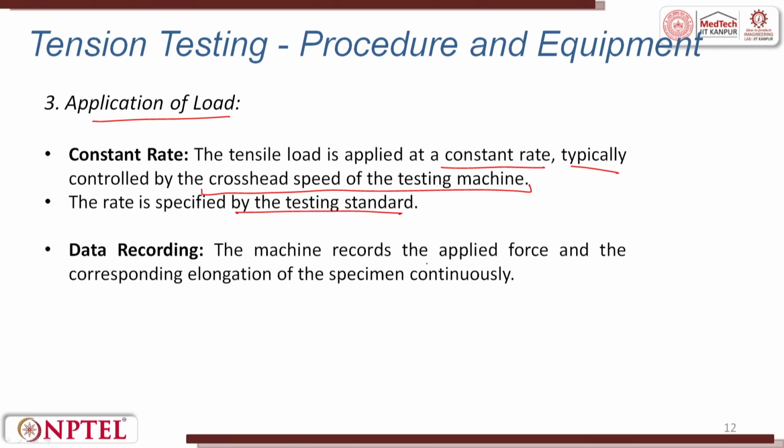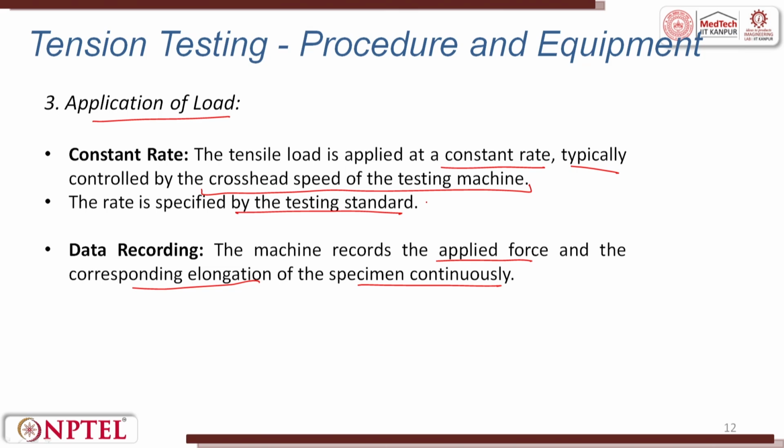The machine records the applied force and corresponding elongation of the specimen continuously. This recording is either downloaded or noted using pen and paper. There are modern machines where you get the complete information using the DRO, that is the digital display, and you can get the whole information in the machine itself. But there are standard machines which do only mechanical testing, and other calculations could be done either manually or using MS Excel or other software.